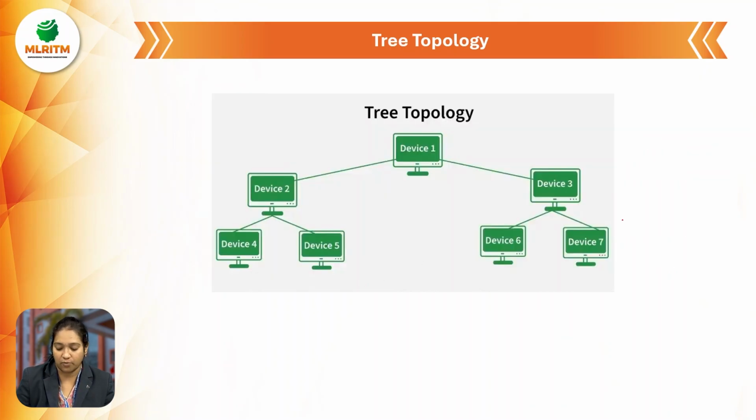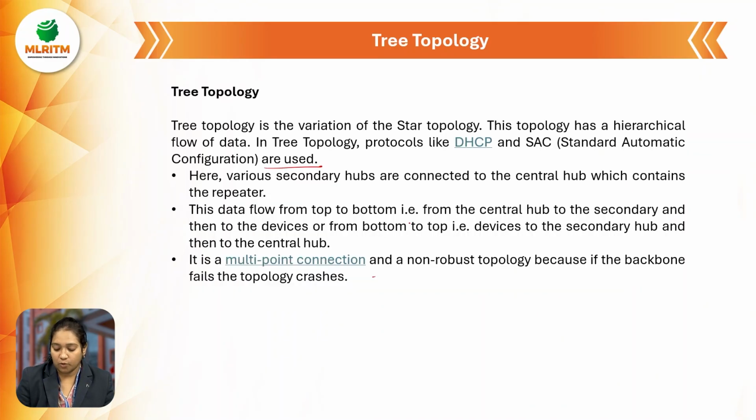This is a tree topology diagram. The data flows from top to bottom, that is from the central hub to the secondary hubs and then the devices, and from bottom to top, that is from device to the secondary hub, then to the central hub.